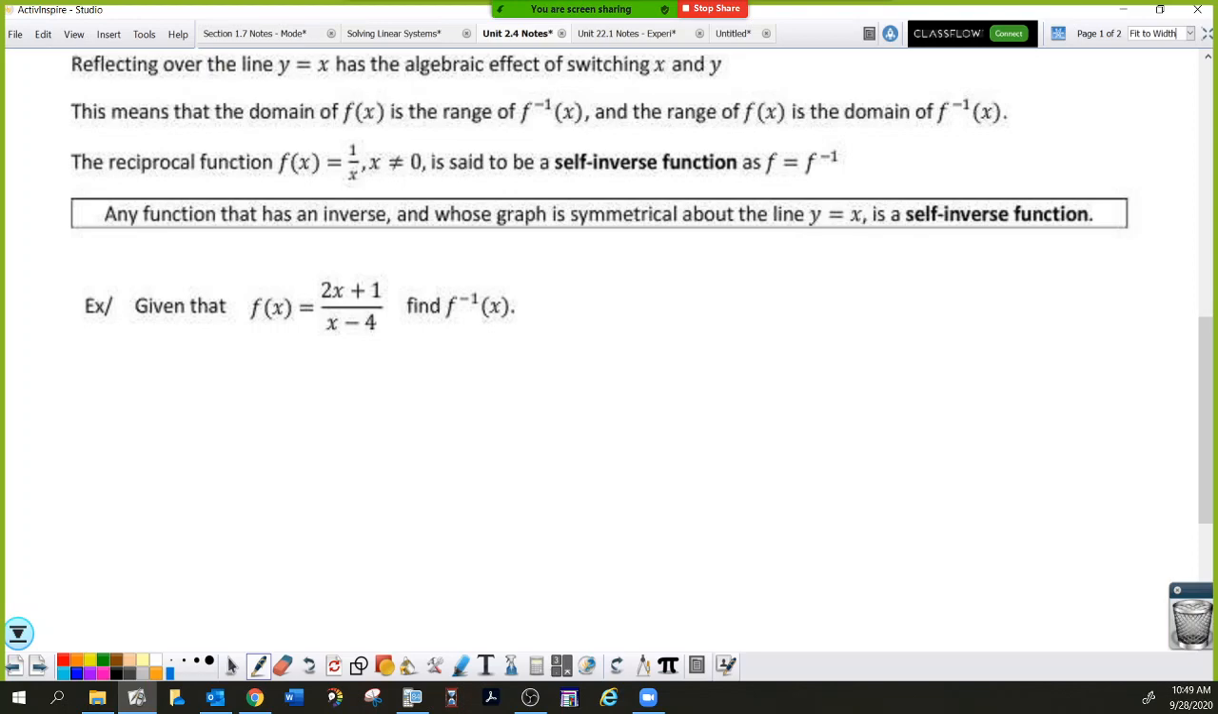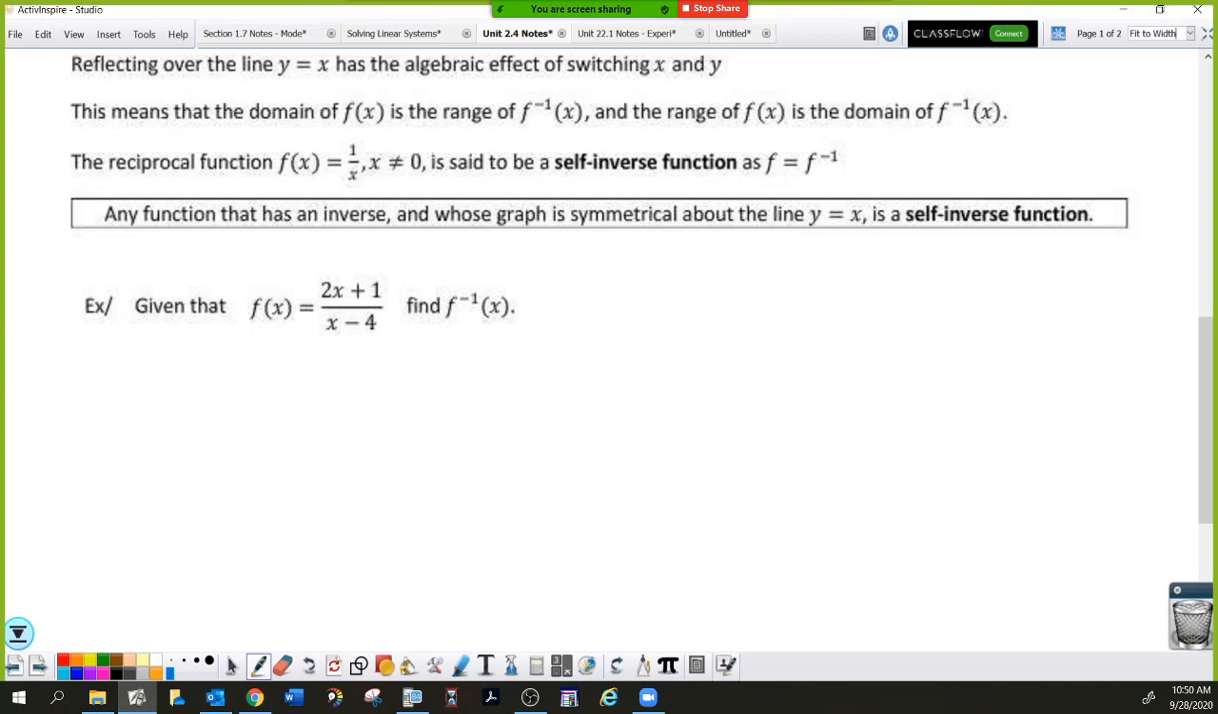If you switch every x for every y, that means you have also switched the domain and the range. And this is a very important concept. The domain of f is the range of f inverse. The range of f is the domain of f inverse. Range and domain have switched places. So if the domain of f is from 0 to 5, the range of f inverse is from 0 to 5. That's how that works.